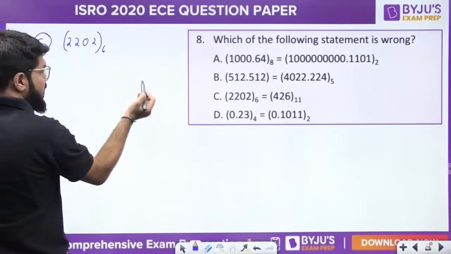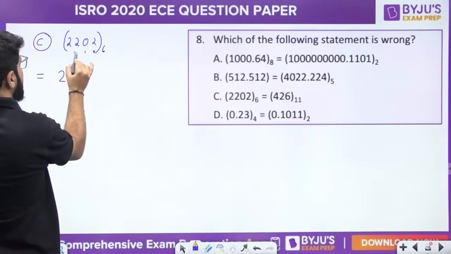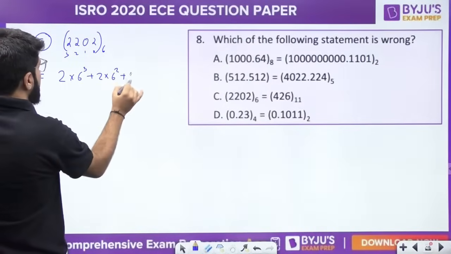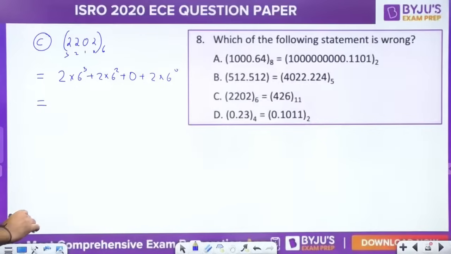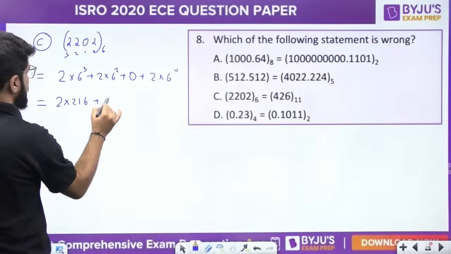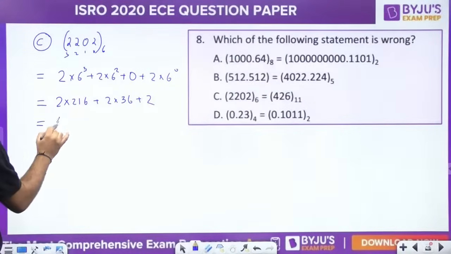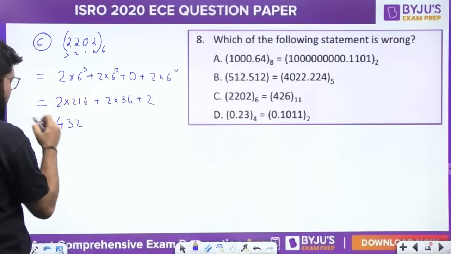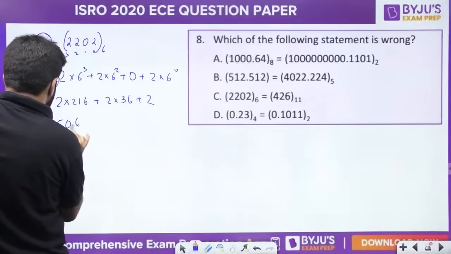So convert it to decimal. These are the positions: 0, 1, 2, 3. So 2 into 6 cube, plus 2 into 6 square, plus 0, plus 2 into 6 to the power 0. Let's calculate how much this is going to be. This is 2 into 216 plus 2 into 36 plus 2, so 432 plus 72 directly. So this is 506, total 506.